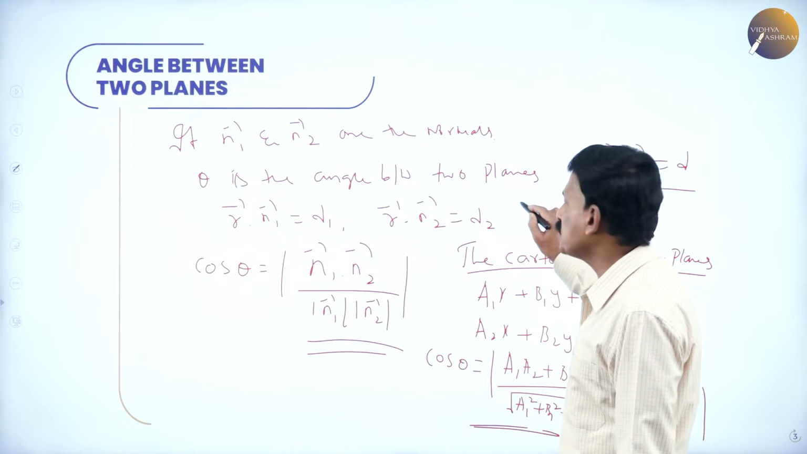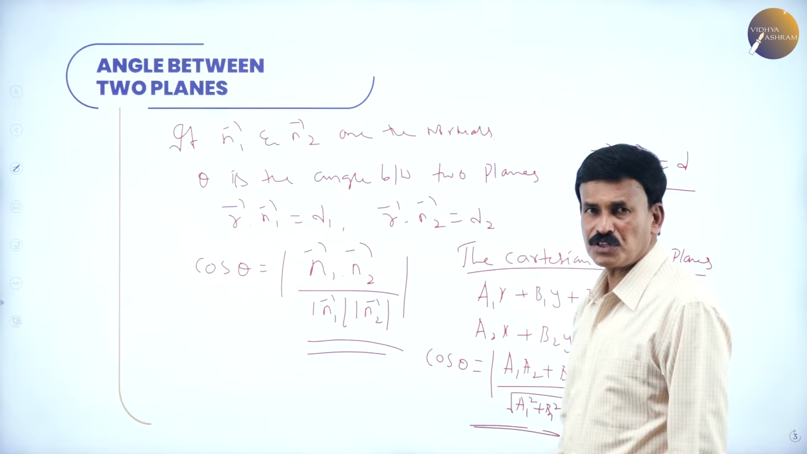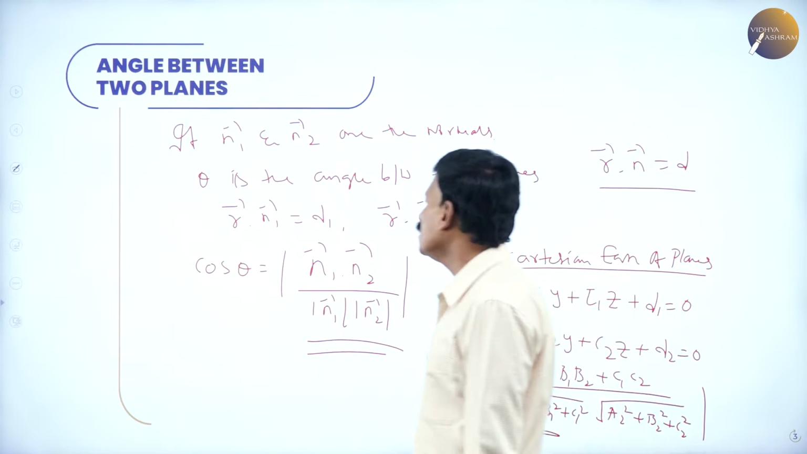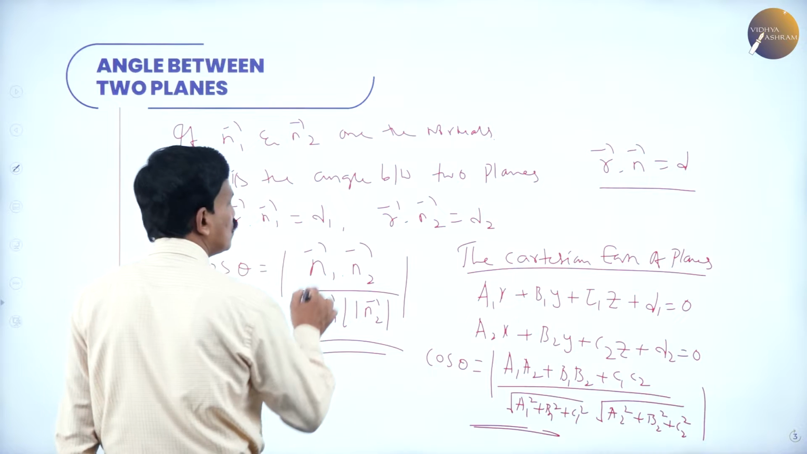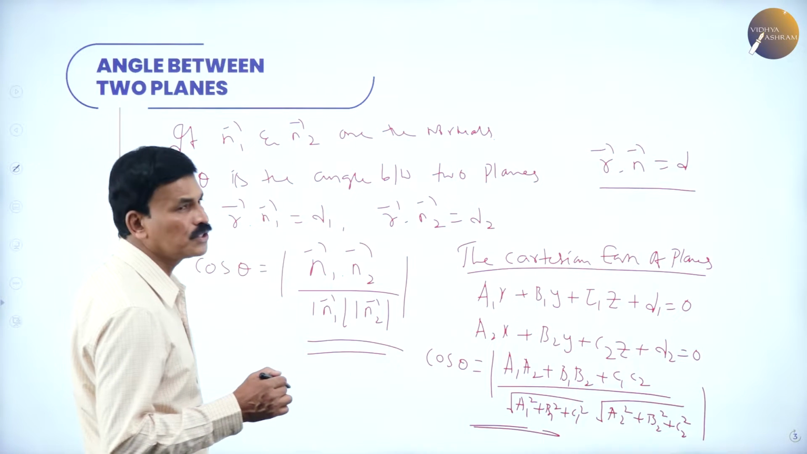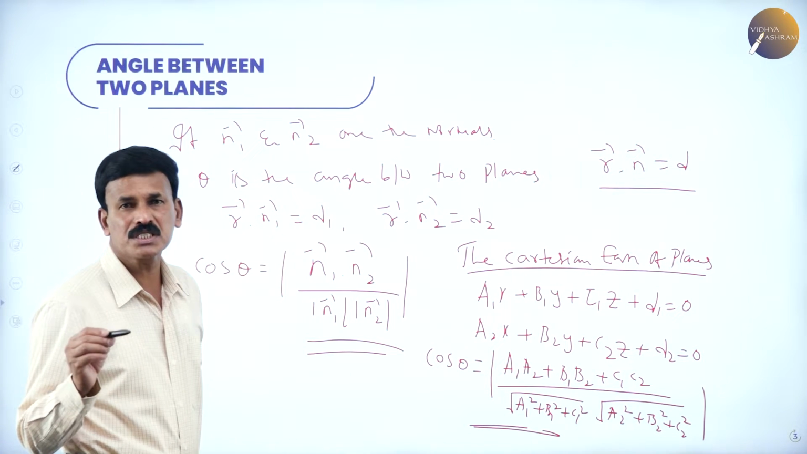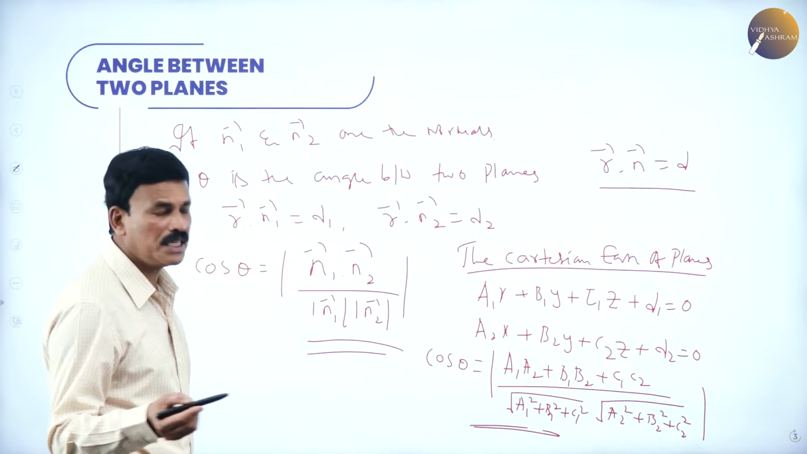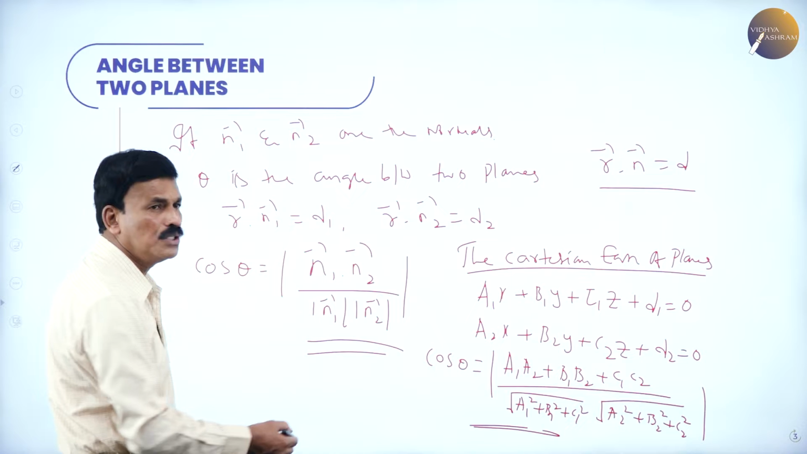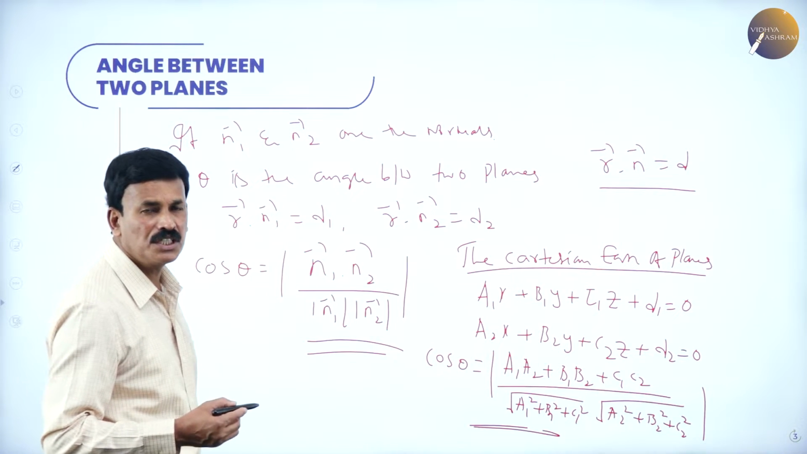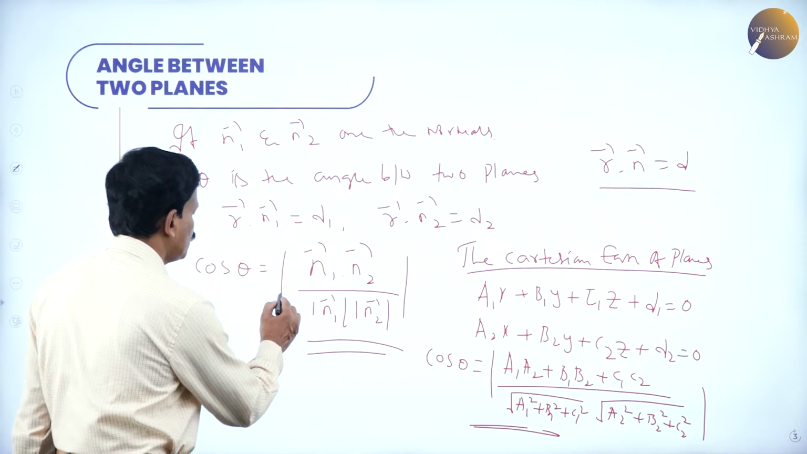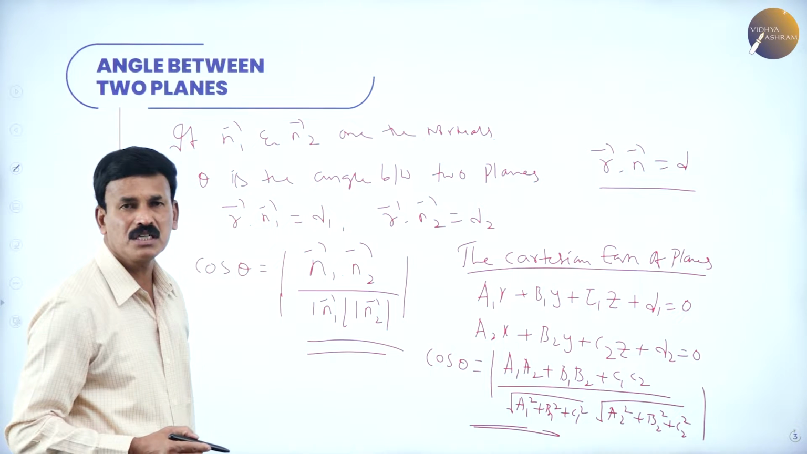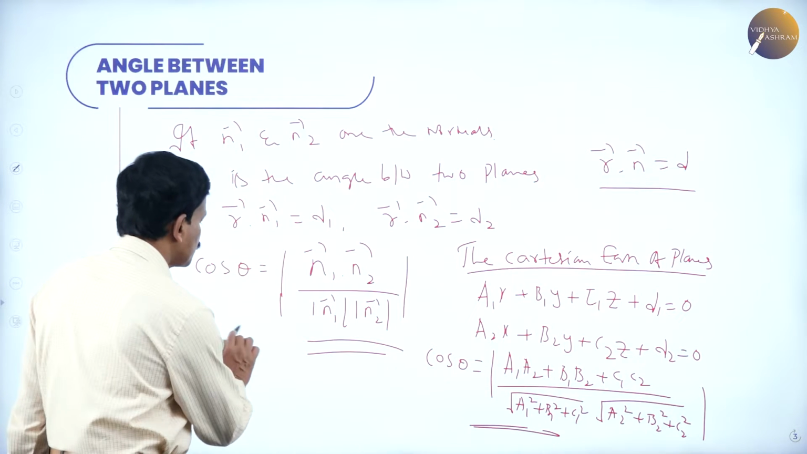Then the vector equation in the normal form is r dot n is equal to d. Therefore r dot n1 is equal to d1 and r dot n2 is equal to d2 are the vector equations for plane 1 and 2. If theta is the angle between the two planes, then cos theta is equal to n1 vector dot n2 vector divided by length of n1 into length of n2 vector, which will give the angle in vector form.